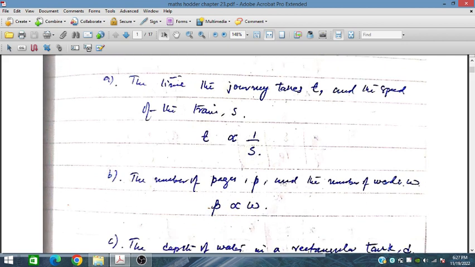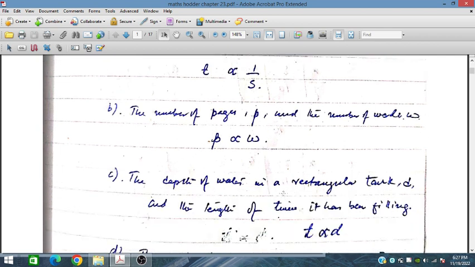The number of pages and the number of words. As the number of words increases, the number of pages will increase. So these two variables are in direct proportion. The depth of water in a rectangular tank and the length of time it has been filling. If the depth is more, then more time will be required to fill the tank. So this is a direct relationship.